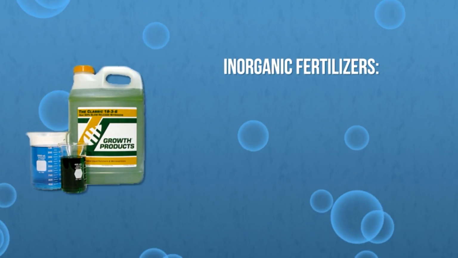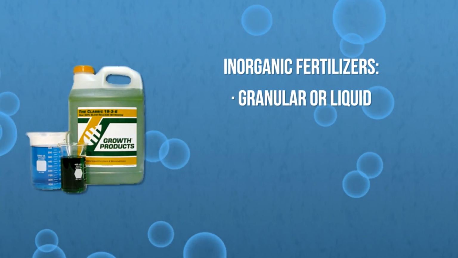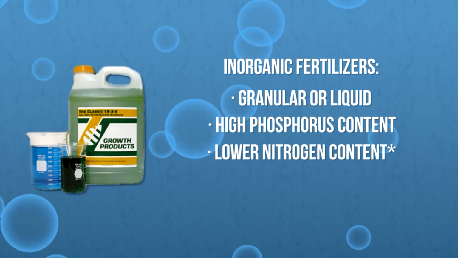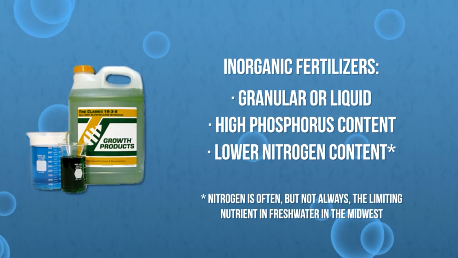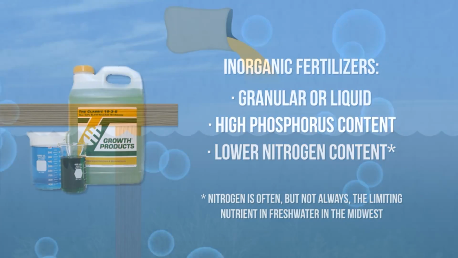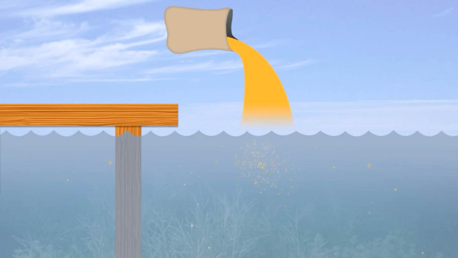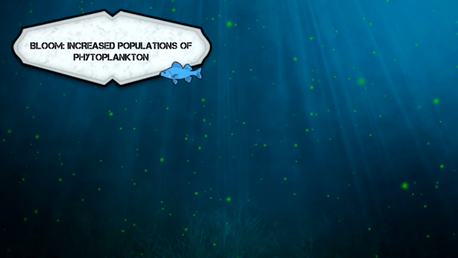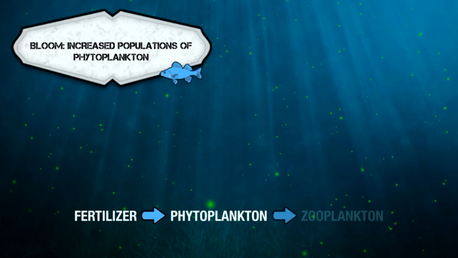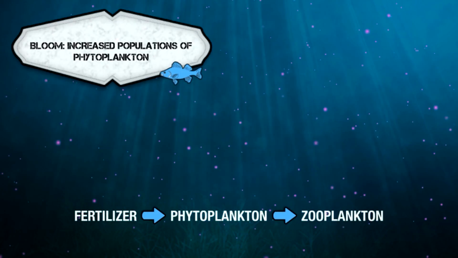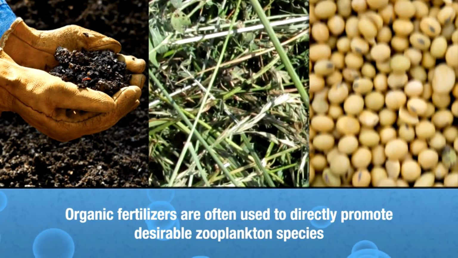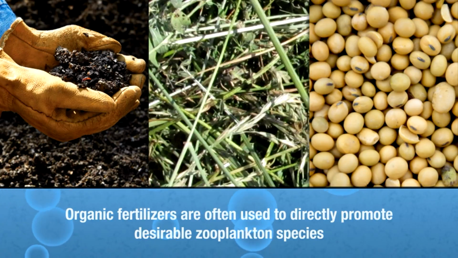Inorganic fertilizers are those that take the form of granular or liquid fertilizers, having a high phosphorus content and to a smaller degree nitrogen. Nitrogen is often, but not always, the limiting nutrient in fresh water in the Midwest. The premise behind using inorganic fertilizers is that by applying needed nutrients, phytoplankton populations rapidly increase. These increased populations of phytoplankton, often called a bloom, will then increase the number of zooplankton in the pond, which eat the phytoplankton. Organic fertilizers are often used to directly promote desirable zooplankton species.